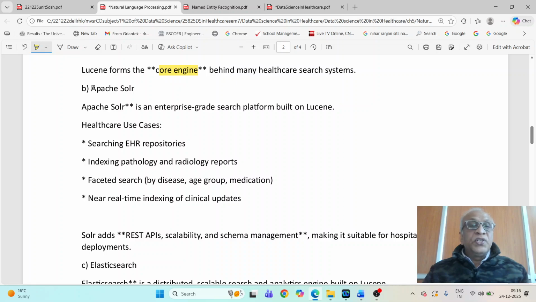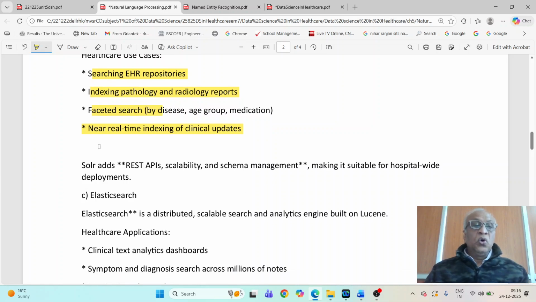You also have Apache Solr. It's a platform built on Lucene. The use cases for this are searching EHR repositories, indexing pathology and radiology reports, facilitated search, and near real-time indexing of clinical updates. Solr adds REST APIs, scalability, and schema management.